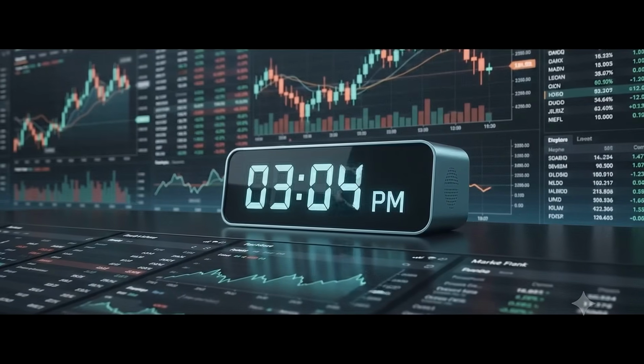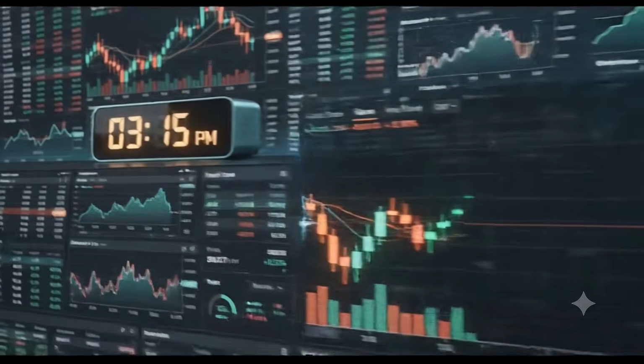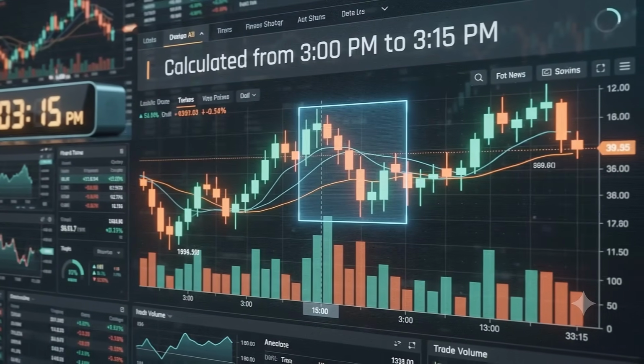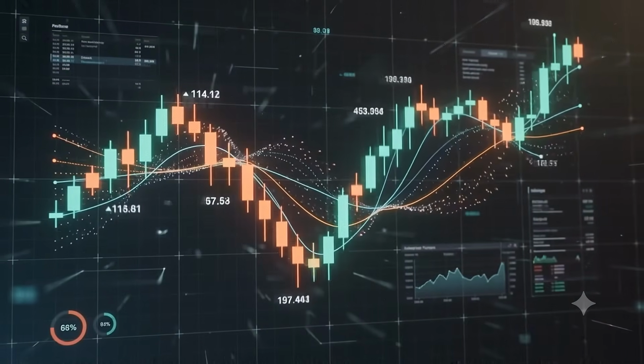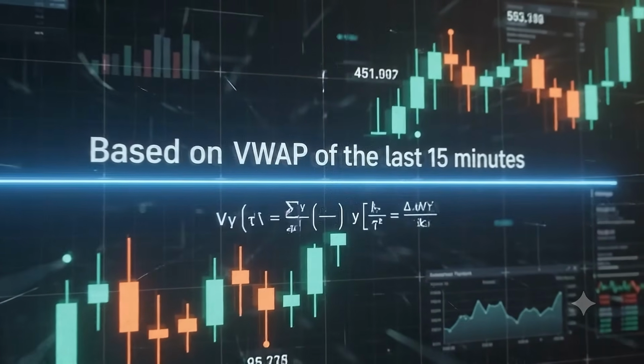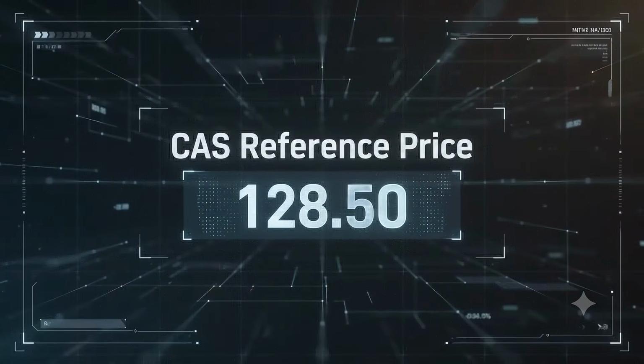Alright, what happens? So here's a brief summary. From 3 p.m. to 3:15, a reference price is calculated by the exchange. What is this reference price? It is basically the VWAP of the last 15 minutes, that is from 3 o'clock to 3:15.